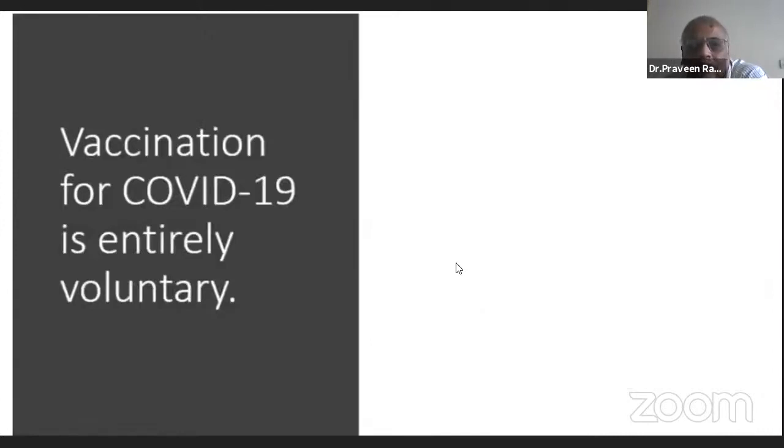Then vaccination for COVID-19 is entirely voluntary, but it is mostly advised to take the vaccine to prevent a dreaded infection associated with this virus, the SARS, and the morbidity it induces. So though it is voluntary, it is advisable for all to take the vaccine.